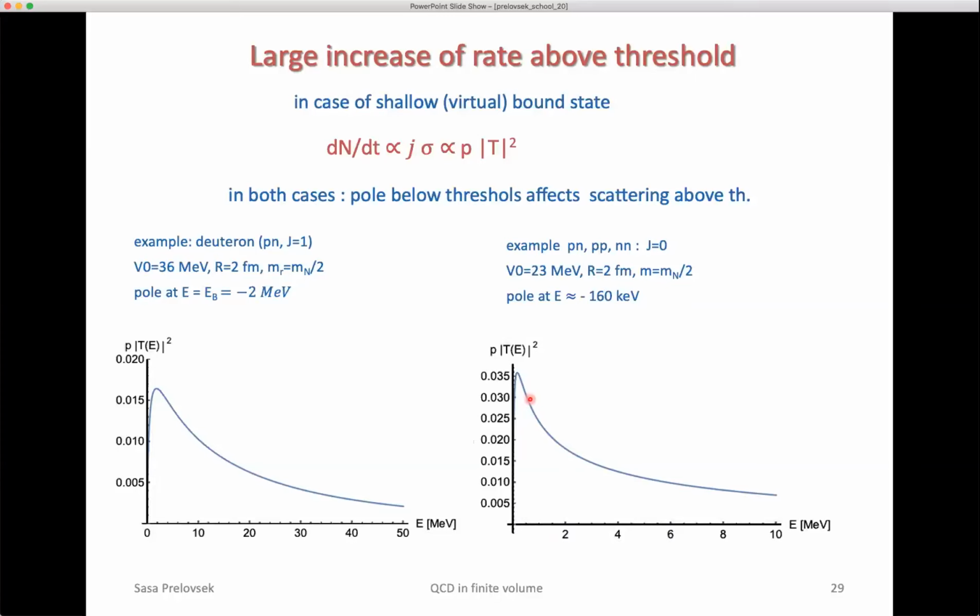So in theory, what we always say is that a bump should be related to some pole, a pole in the scattering matrix. And a pole can be either from a bound state, or a virtual bound state, or from a resonance. And that's what we are trying to learn today. Not every bump is a resonance. Okay, thank you.